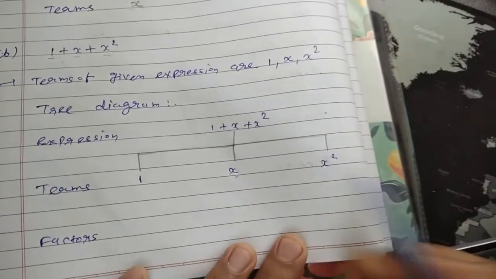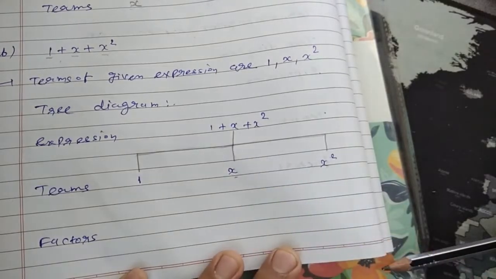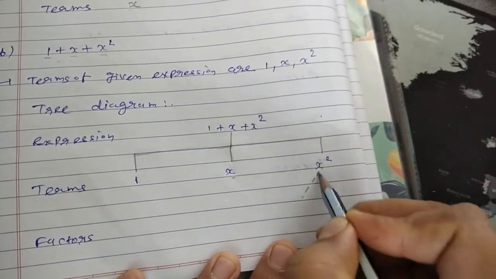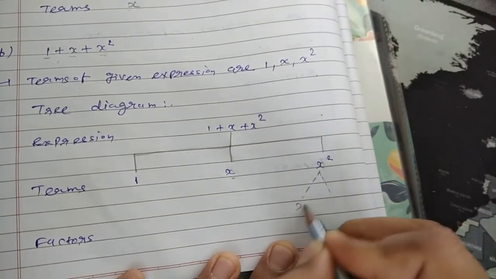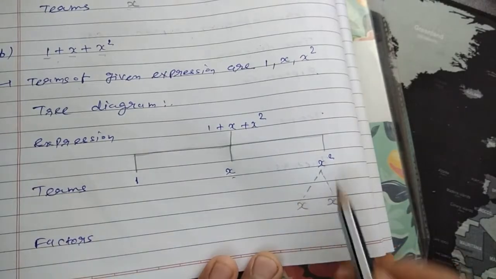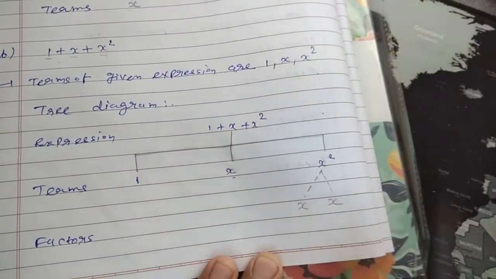But in the third term, x square is there, the power is 2, so it can be further factorized. That means x square is a product of x multiplied by x. So the factors of x square are x and x. This is the tree diagram for 1 plus x square.